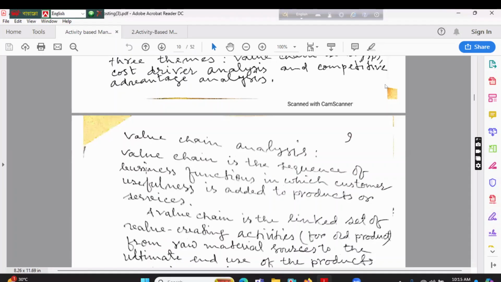Now, value chain. Then value chain analysis. Value chain is the sequence of business functions or activities in which customer usefulness is added to products or services.